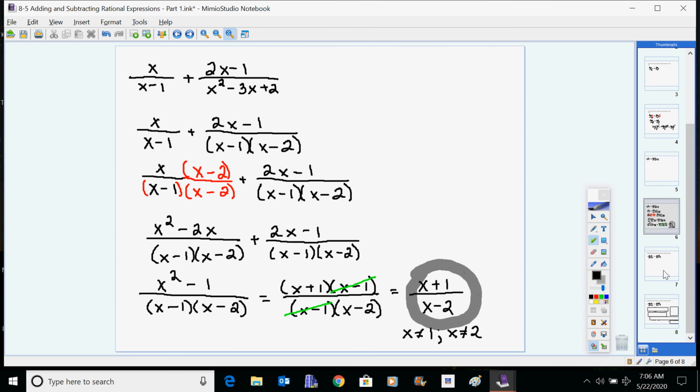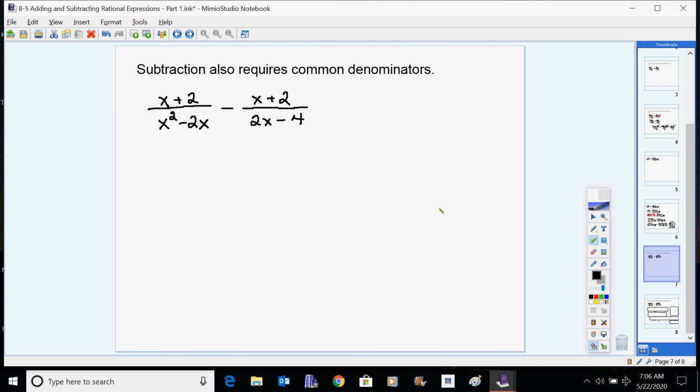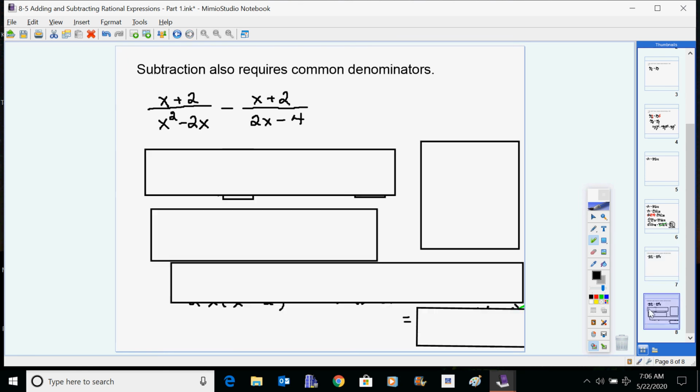All right, let's look at another one. Okay, common denominators. This looks kind of promising, like there are some things that look like they're going to be in common. That's good, but we need to figure out what it is. So what we should do is start by factoring those denominators.